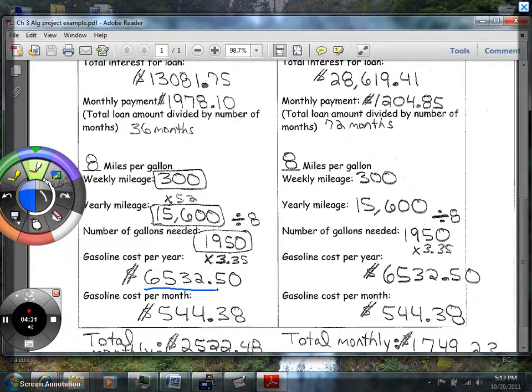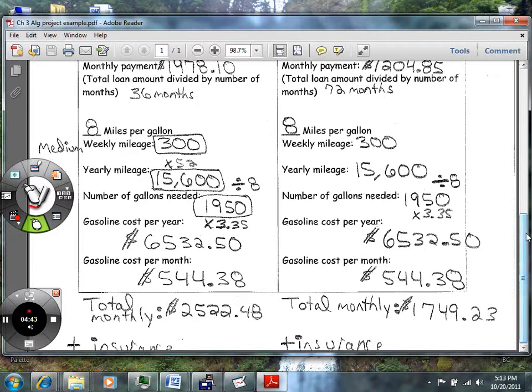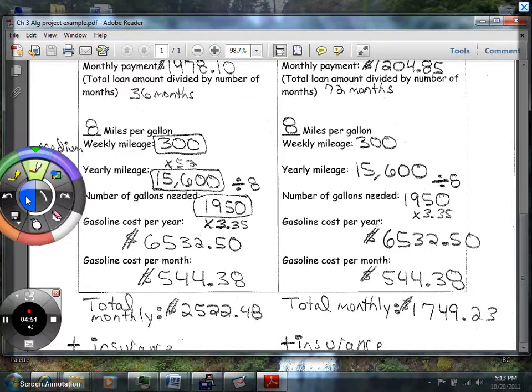and I get the $544.38 per month. And then really, I should have added another spot below, and that would be like the total monthly payment that this dang Hummer is costing me. And so that would be adding the gasoline cost per month, which would be this, and then adding the cost of the payments.